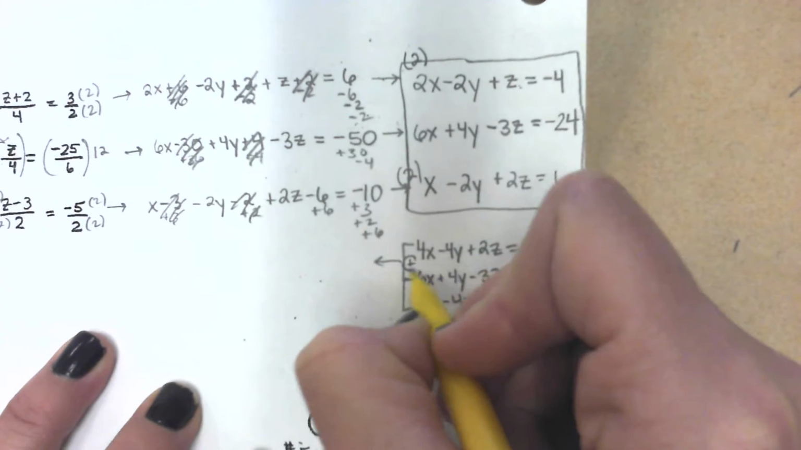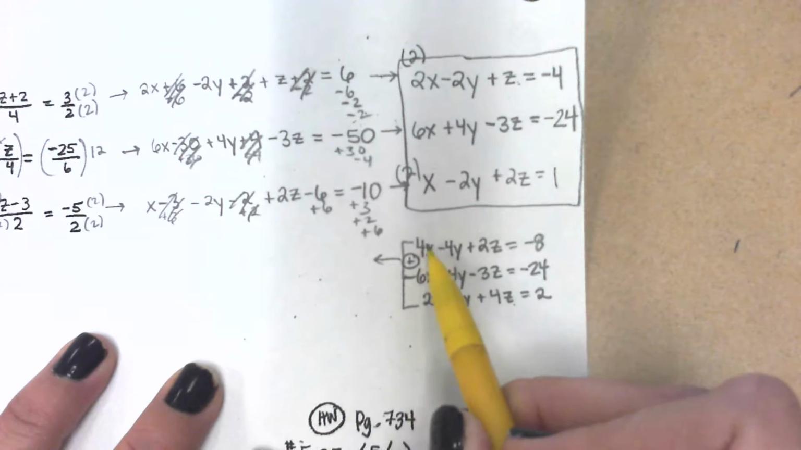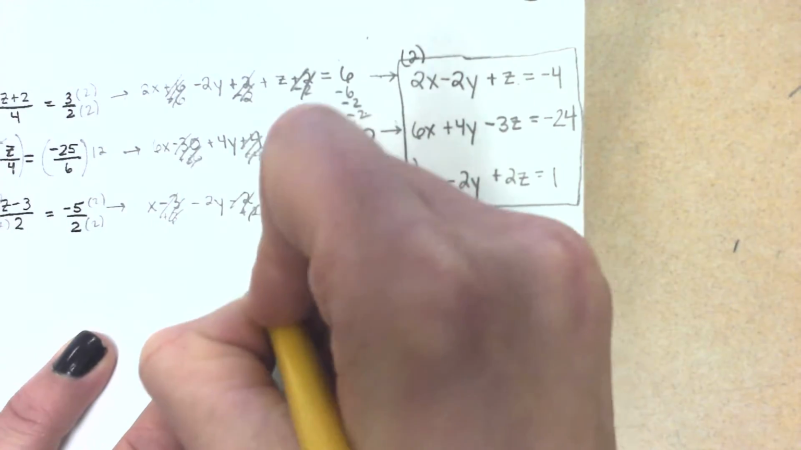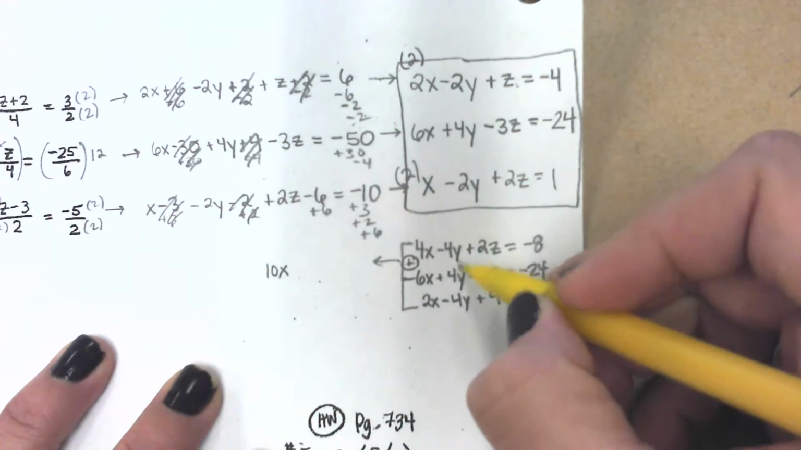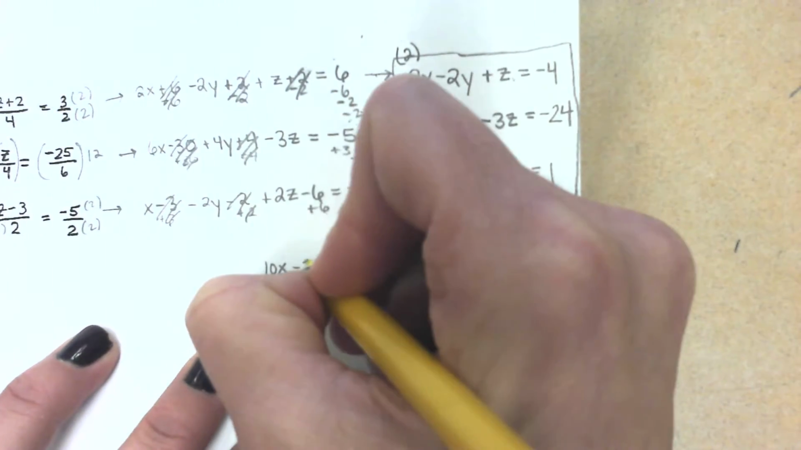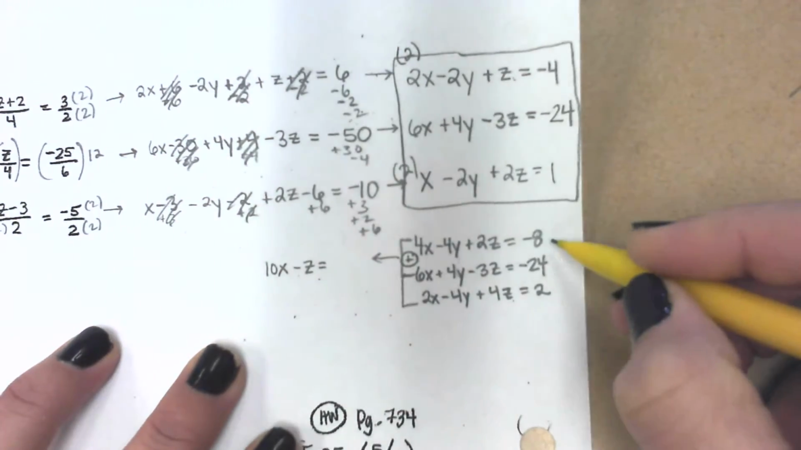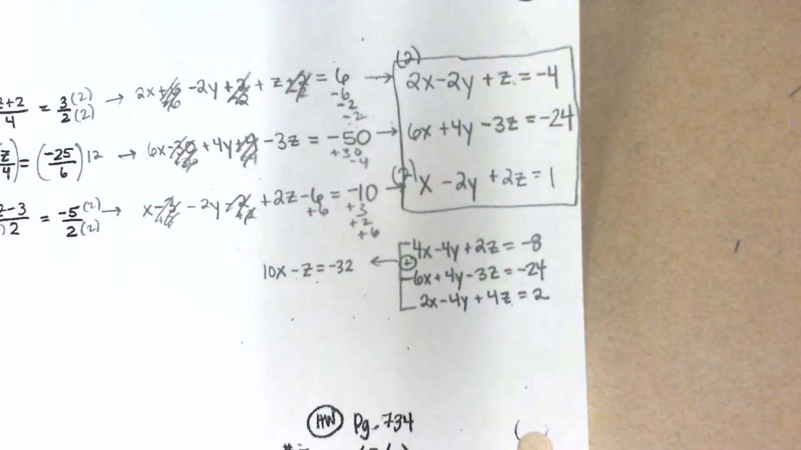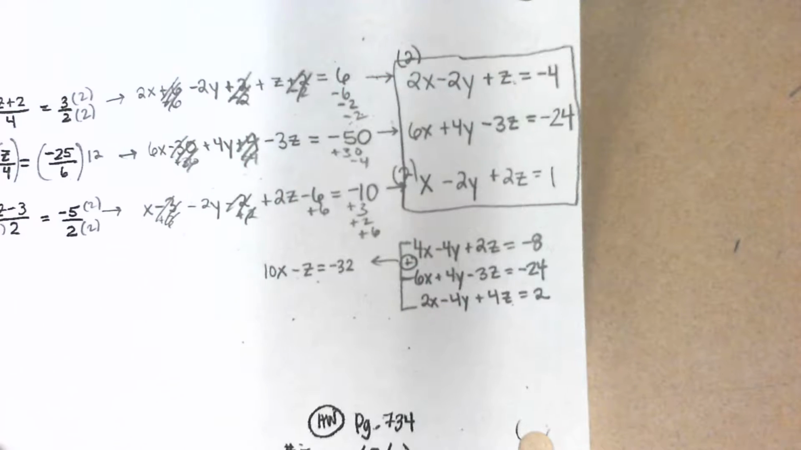So if I add these, is that a negative 4? No, it's positive. 4 plus 6 is 10x. Your y's cancel. 2z plus negative 3z is negative z. Equals negative 8 plus negative 24 is negative 32. There's round 1 of eliminating the y's.